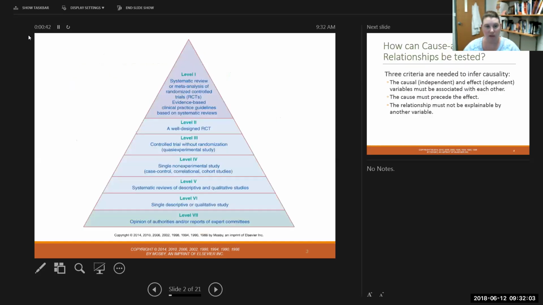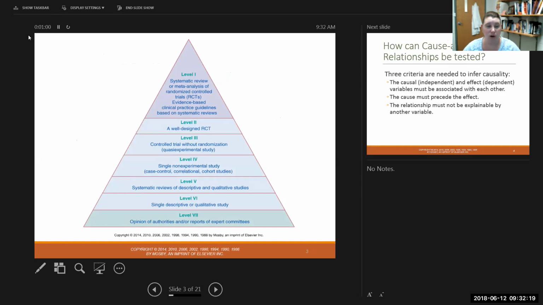Let me show you that pyramid again. This is on page 15 in your book. This is something you might want to consider printing out this slide and having it handy, because it's something you'll be using this entire class as we try to understand the different levels of evidence here.